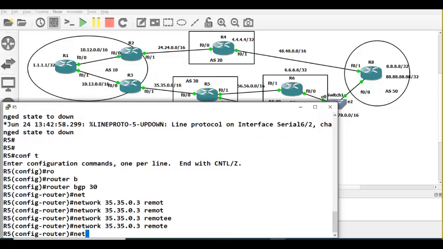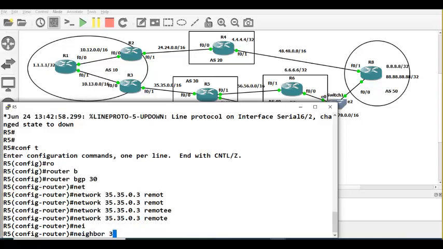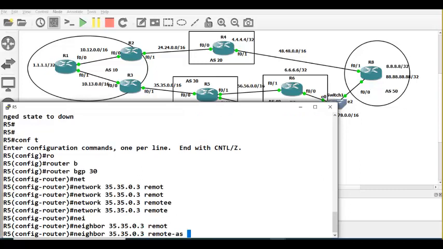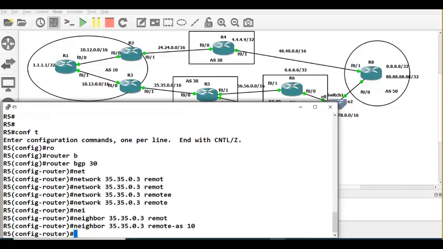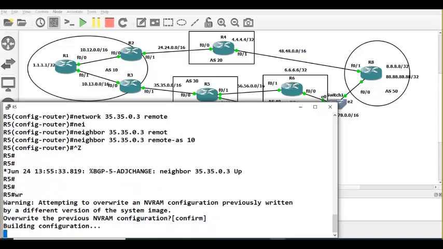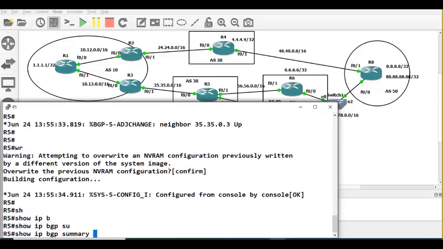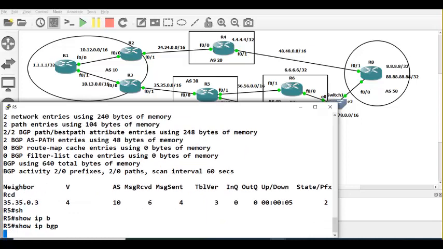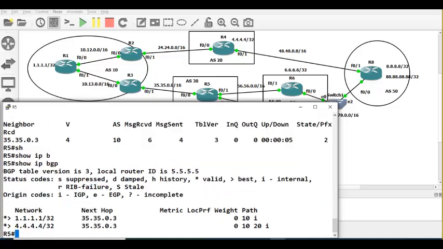Neighbor. Okay, we are expecting neighborship now. Excellent. Show IP BGP summary. Show IP BGP. Now we are learning the 1.1.1.1 network from autonomous system 10. And because we used the command network, we see I. We advertised using network command, not redistribution.